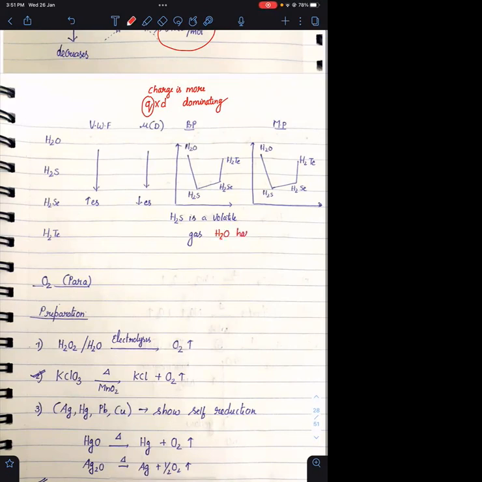H2O has highest melting point and boiling points due to hydrogen bonding.